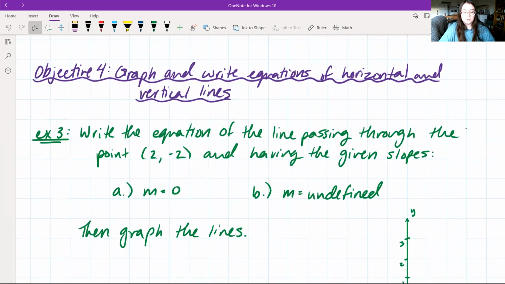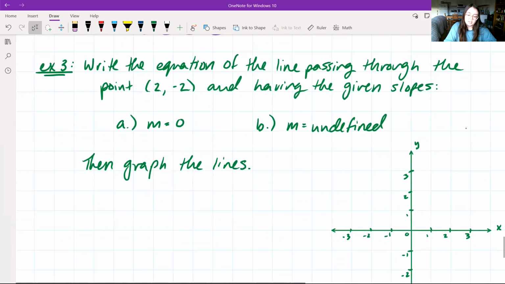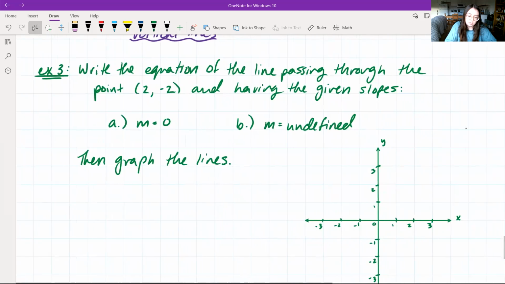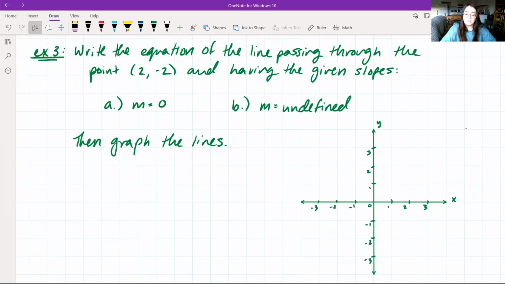So, all right, our last objective, objective 4, we want to graph and write equations of horizontal and vertical lines. Example 3, we want to write the equation of the line passing through the point (2, -2) and having the given slopes. A, we have that slope is equal to 0, and B, we have that our slope is undefined. Then we want to graph our lines.